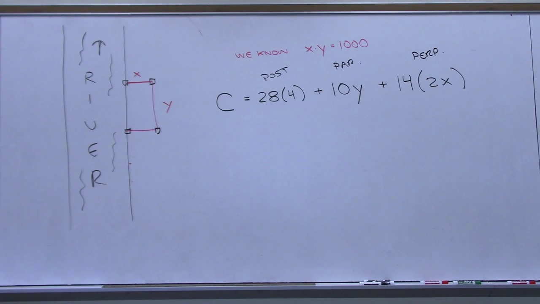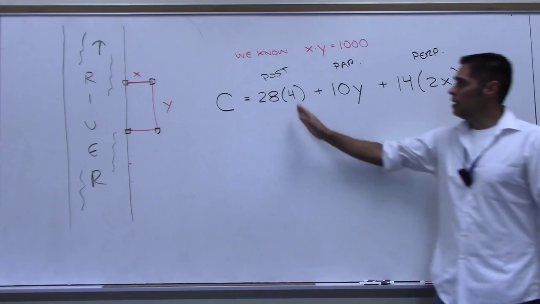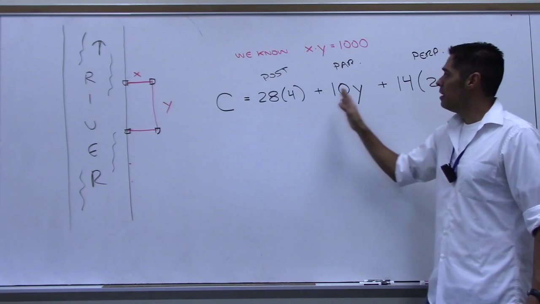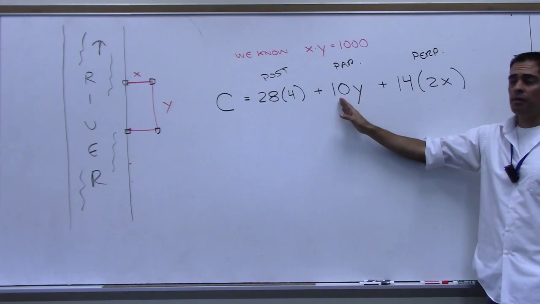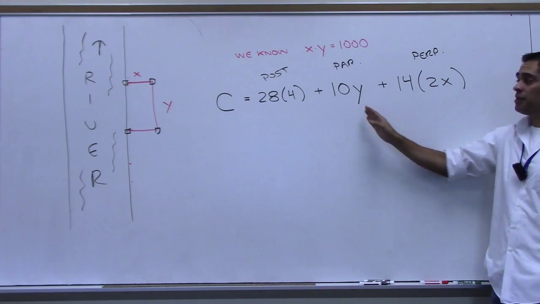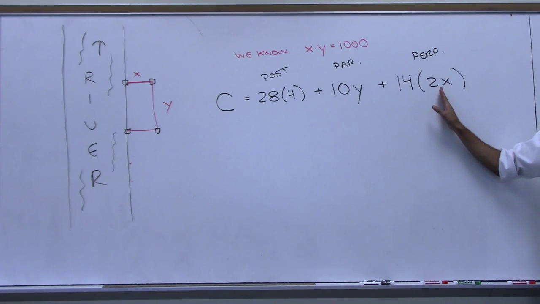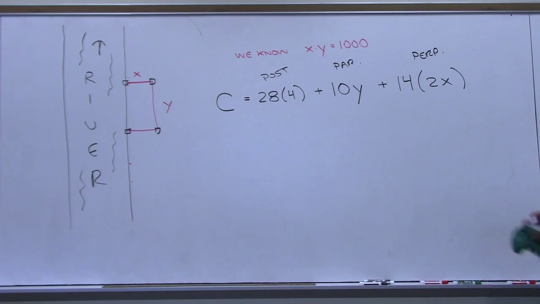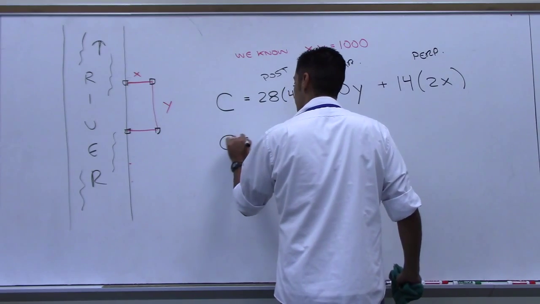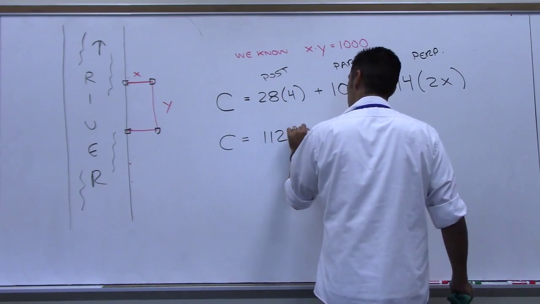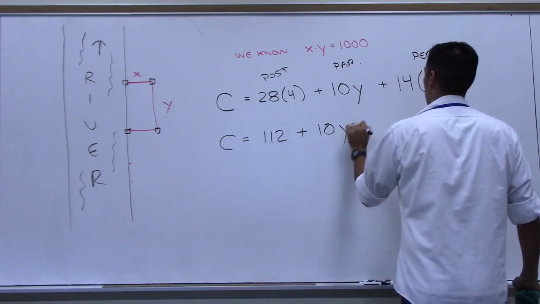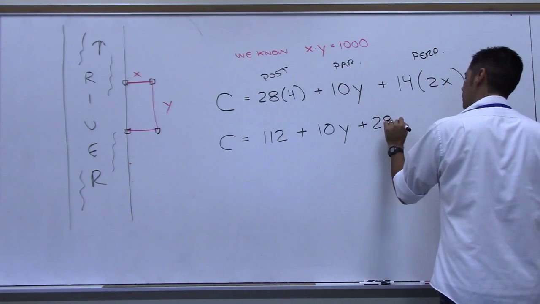Is there going to be a problem if we just make that 28x? Oh yeah, we're going to make it 28x right now. I just want to make sure we all understand where every piece is coming from. $28 per post, 4 posts. $10 per linear foot parallel to the river. This is how long the part parallel to the river is. $14 per linear foot times the length of this stuff perpendicular. It's 2 times x. All right, clean it up. The cost function is 112 plus 10y plus 28x.